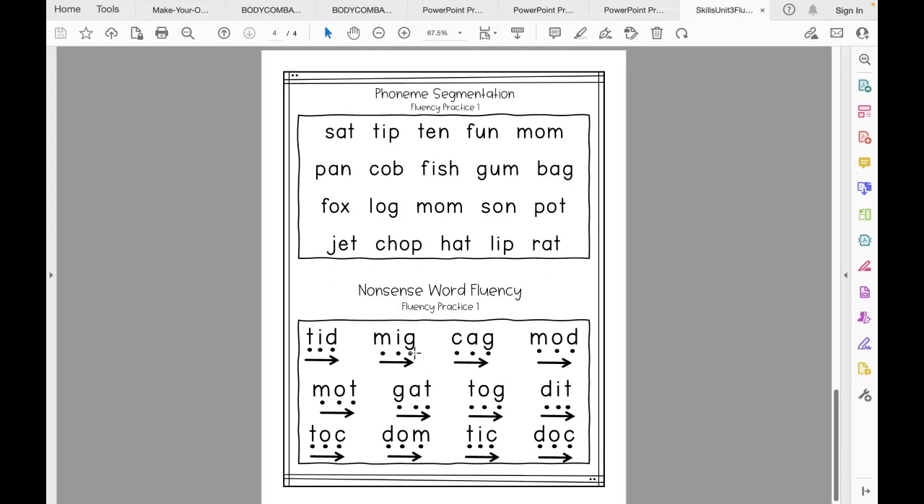Now, right now, what we're practicing in class for the majority of the students is them saying each sound, t, i, d, and then blending it together, tid. So they would go through i, g, mig, just getting them that practice with blending the sounds until they're able to become fluent with doing it in their heads.